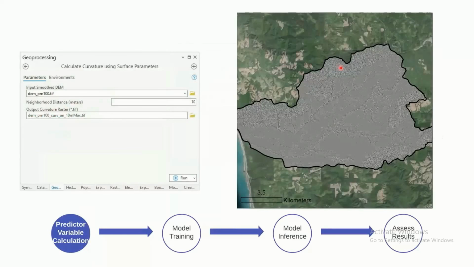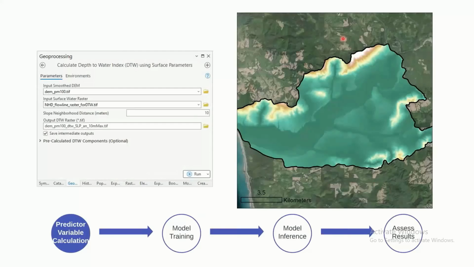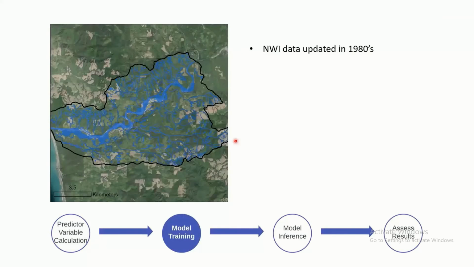So with our smooth DEM, we can now calculate our curvature raster for our study area, then our TWI raster for the study area, and then our depth to water index for the study area. Quick note here that DTW does require some surface water raster as an input. This can be taken from the NHD, or you could derive your own streams with other ArcHydro tools or Spatial Analyst tools. Now we move on to model training.